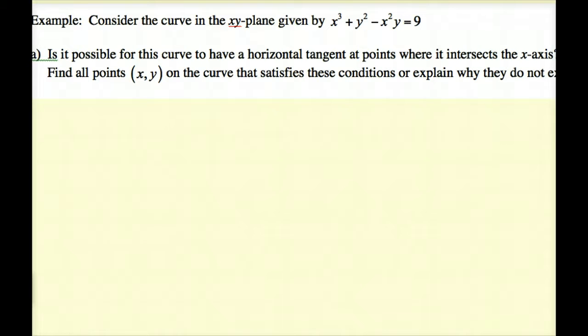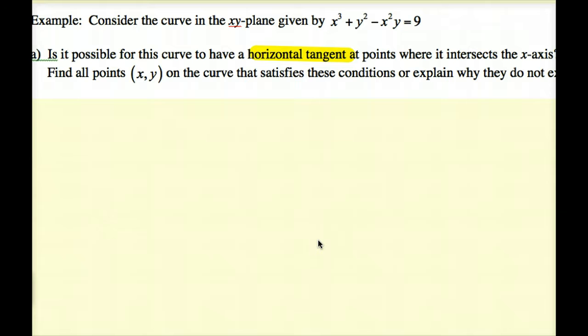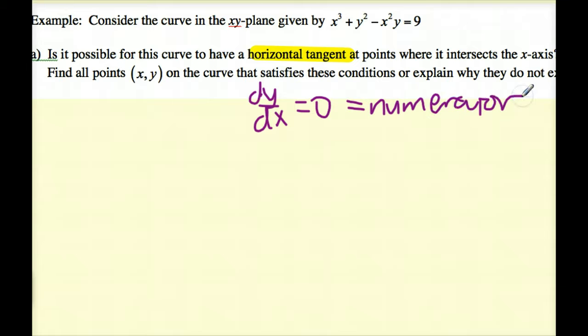Is it possible for this curve to have a horizontal tangent at points where it intersects the x-axis? Find all points x, y on the curve that satisfies these conditions, or explain why they do not exist. So let's go ahead and interpret what this means. The first thing is horizontal tangent, and from our previous lesson, a horizontal tangent is when dy dx is equal to 0, which means we need to set our numerator equal to 0. So that's one part.